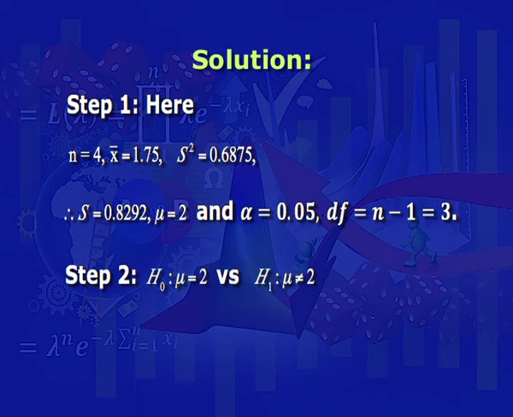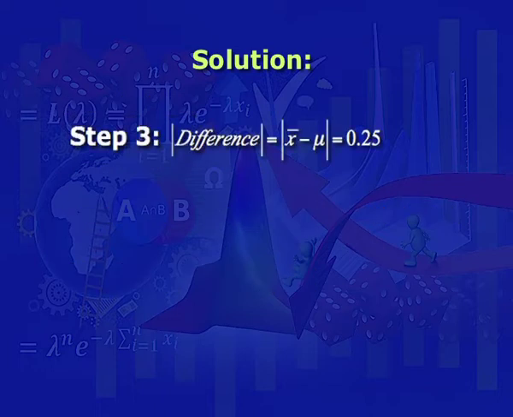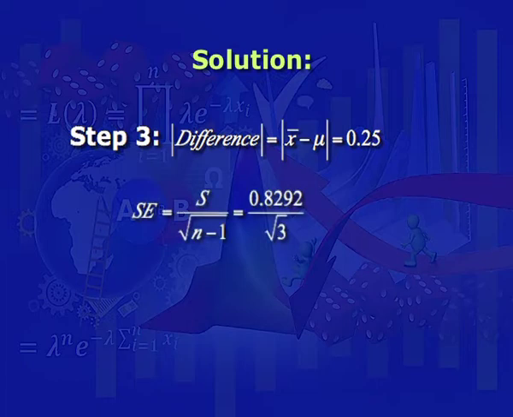Step 2. In this step we define our hypothesis, null hypothesis and alternative hypothesis. The null hypothesis H0 is mu equals 2 versus alternative hypothesis H1, mu not equal to 2. Step 3. In this step we will define test statistic. Let us first find the absolute difference of x bar and mu. So, absolute difference of x bar minus mu equals 0.25 and standard error equals s divided by root n minus 1, which is equal to 0.8292 divided by root 3.